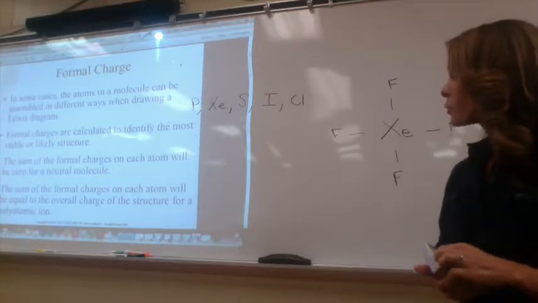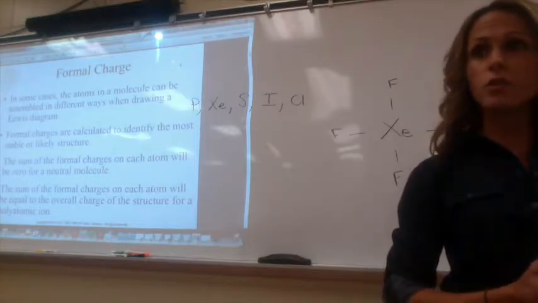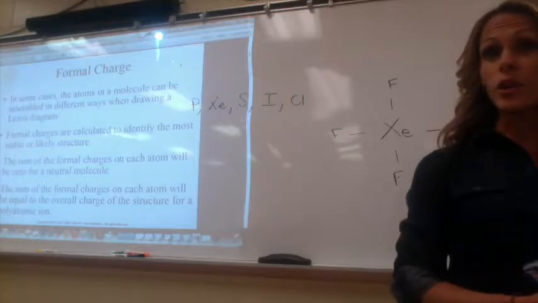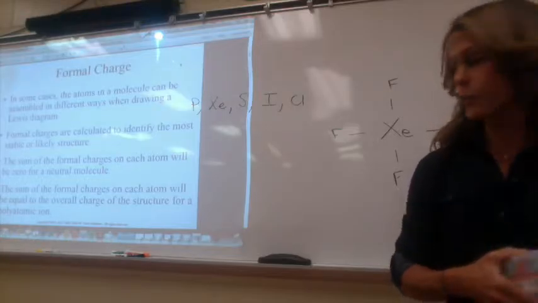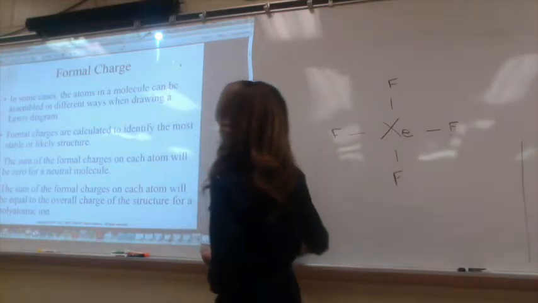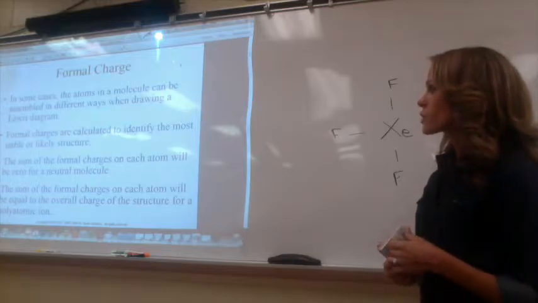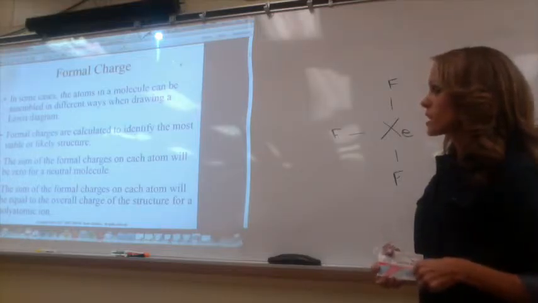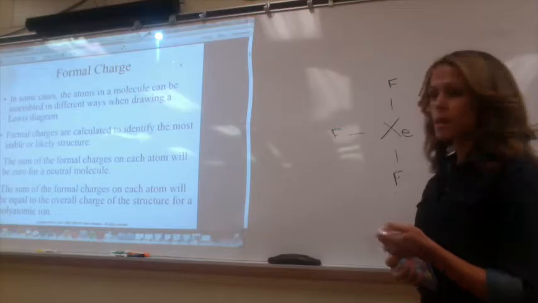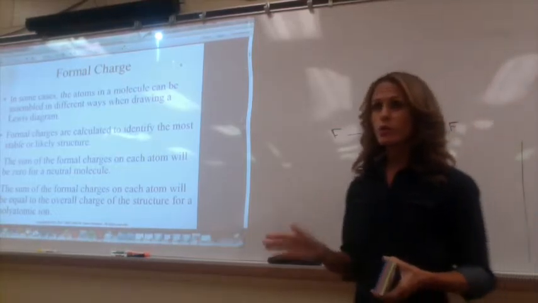But from now on, you will check what's called formal charge, and you will know for sure if the structure that you drew is likely to occur or not occur based on what you drew. All right, so it says in some cases, the atoms in a molecule can be assembled in different ways when drawing a Lewis diagram, which are electron dot diagrams. Formal charges are calculated to identify the most stable or likely structure, and the sum of the formal charges on each atom will be 0 for a neutral atom.